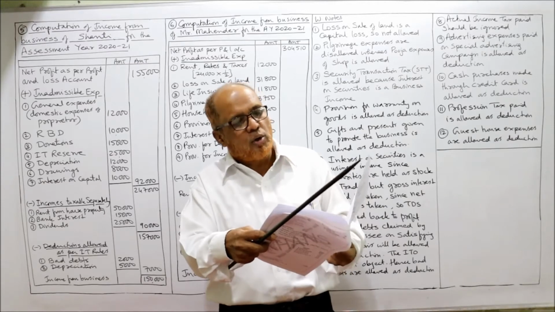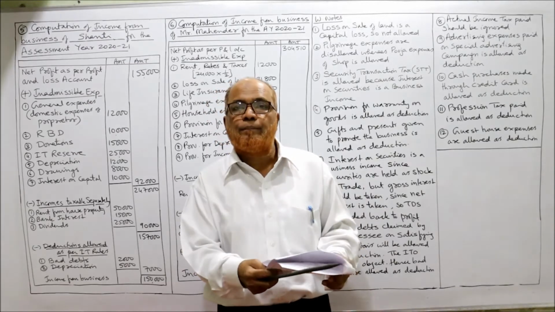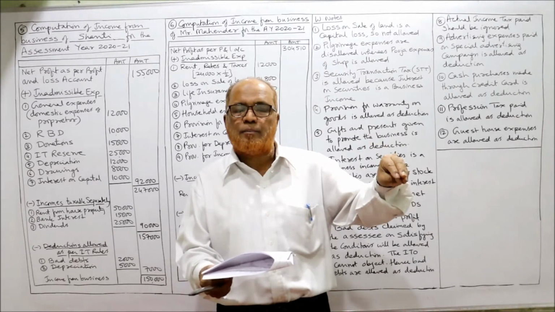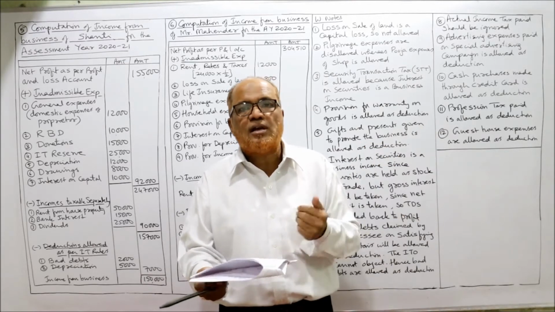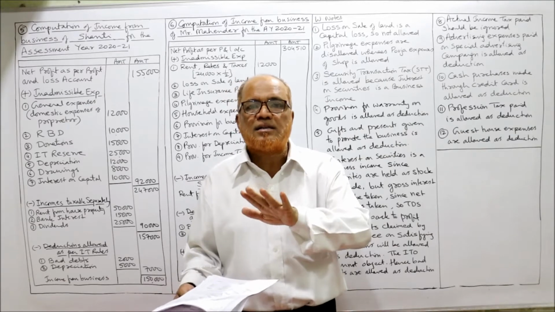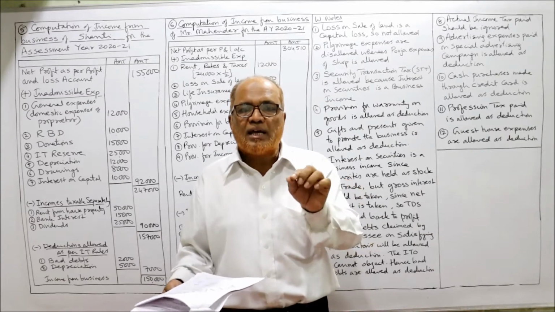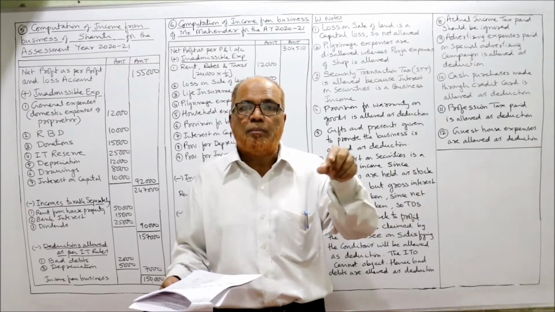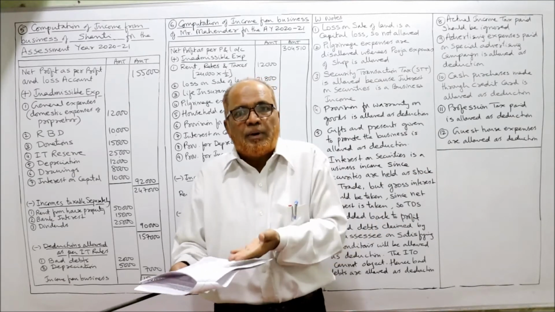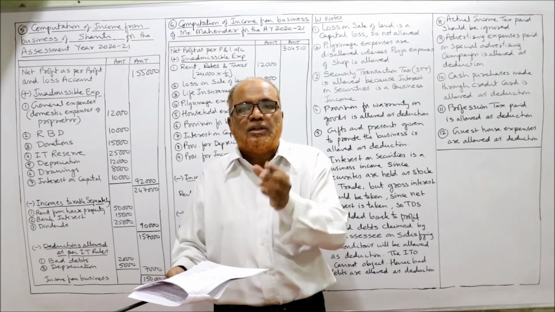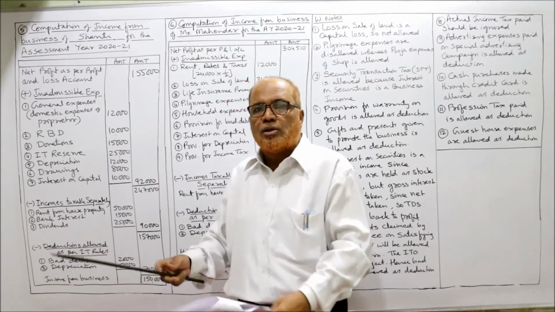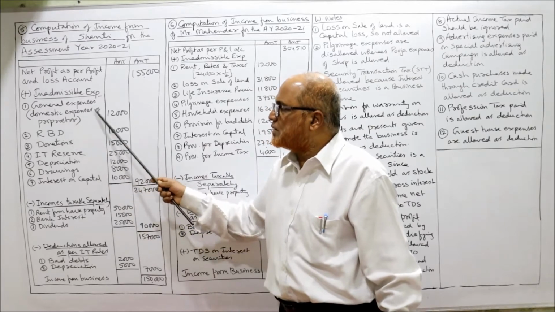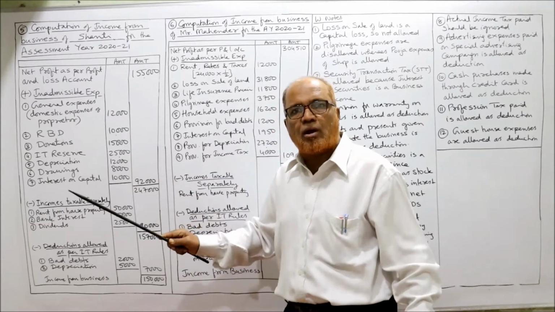General expense includes domestic expense of proprietor. There are some domestic expenses of the proprietor and that is included in general expense. The Income Tax Act says no. Personal expenses of the proprietor cannot be debited to profit and loss account. But here it is debited, so that 12,000 rupees will be disallowed. So here inadmissible expense, general expenses, domestic expense of proprietor 12,000 disallowed.